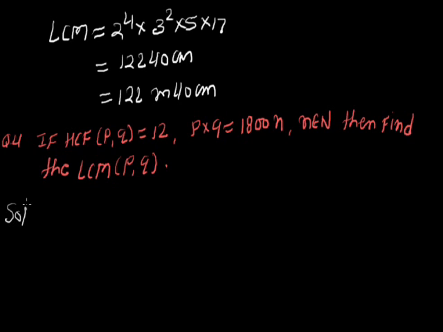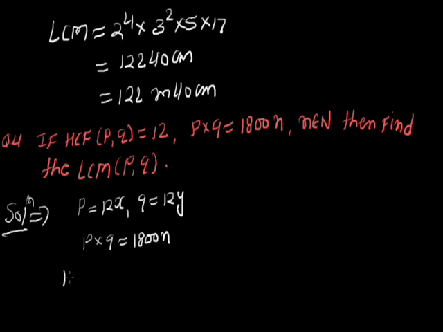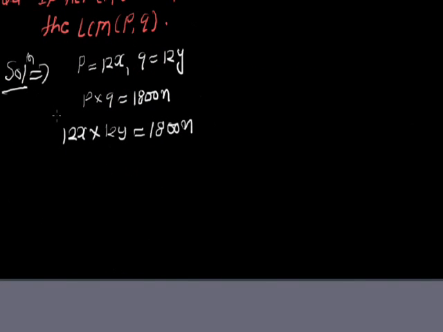Now let us come to the solution of this question. We are given that the HCF of these two numbers is equal to 12. So we can assume the numbers like this: P is 12x and Q is 12 into y. Definitely both P and Q are multiples of 12 because 12 is the HCF of these two numbers, where x and y are co-prime. Now, according to the question, P into Q is equal to 1800N. If we substitute the values of P and Q, that is 12x into 12y is equal to 1800N. If we simplify this, the value of x into y comes out to be 25N upon 2. That is our first relation.